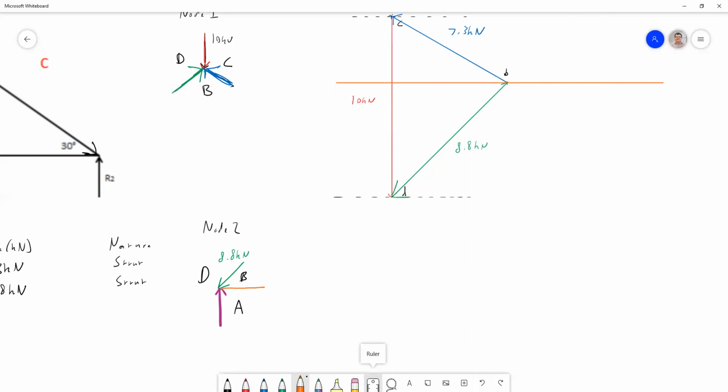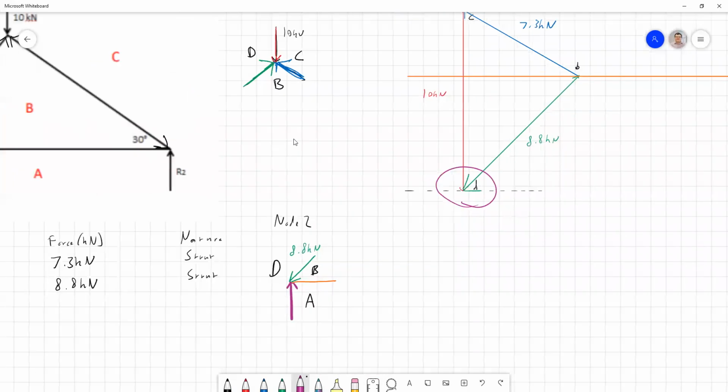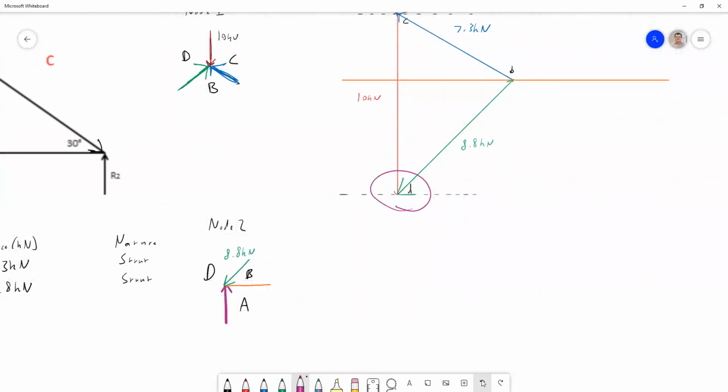Now, DA is a line that must pass through, and I'll go back to my purple pen for this. It must pass through point D, and it's also definitely acting up the way. So it's not up or down, it's definitely acting up the way because it's a reactive force. The diagram's told us that that force R1 acts up the way.